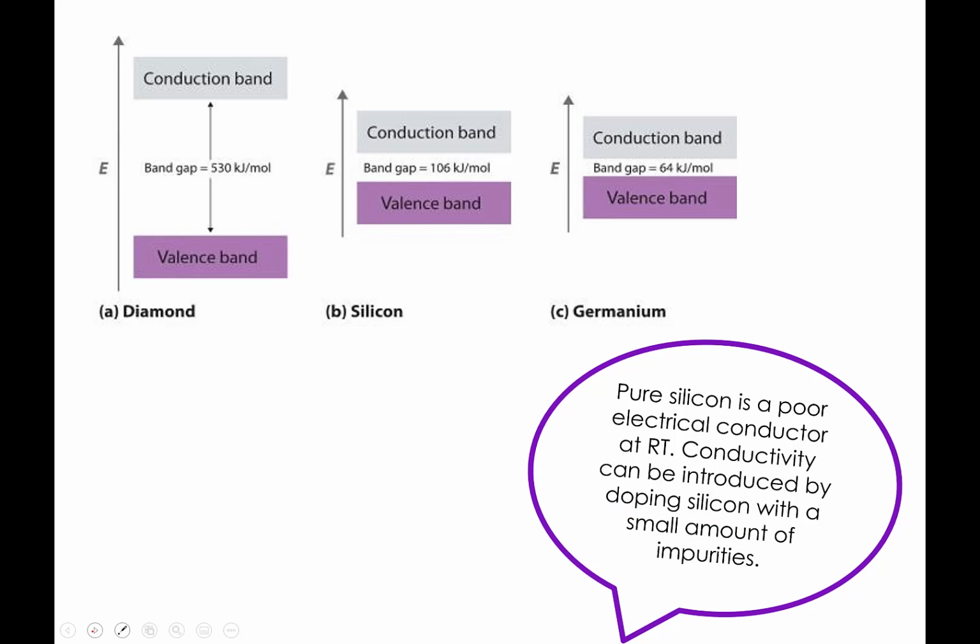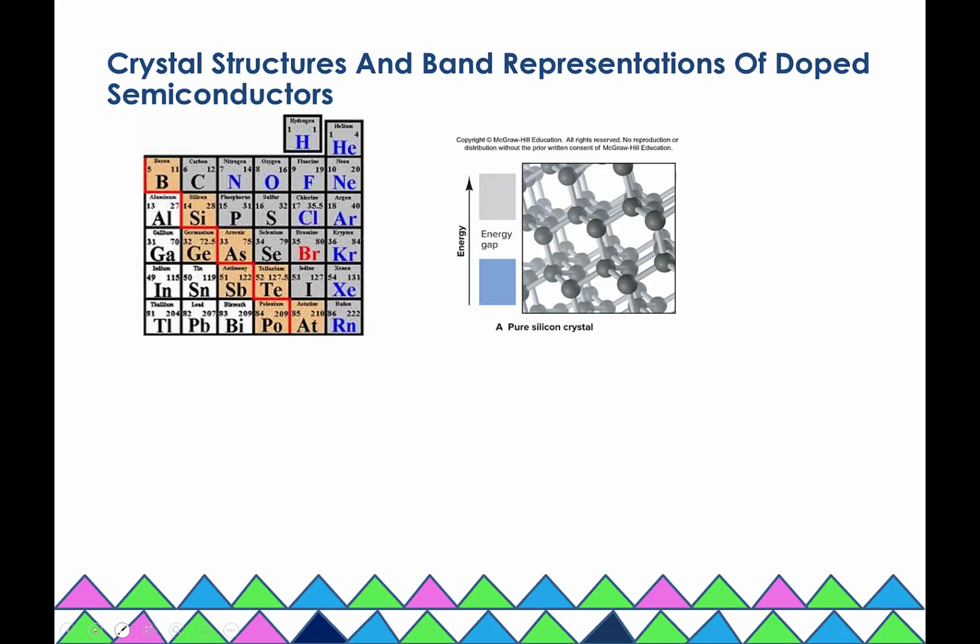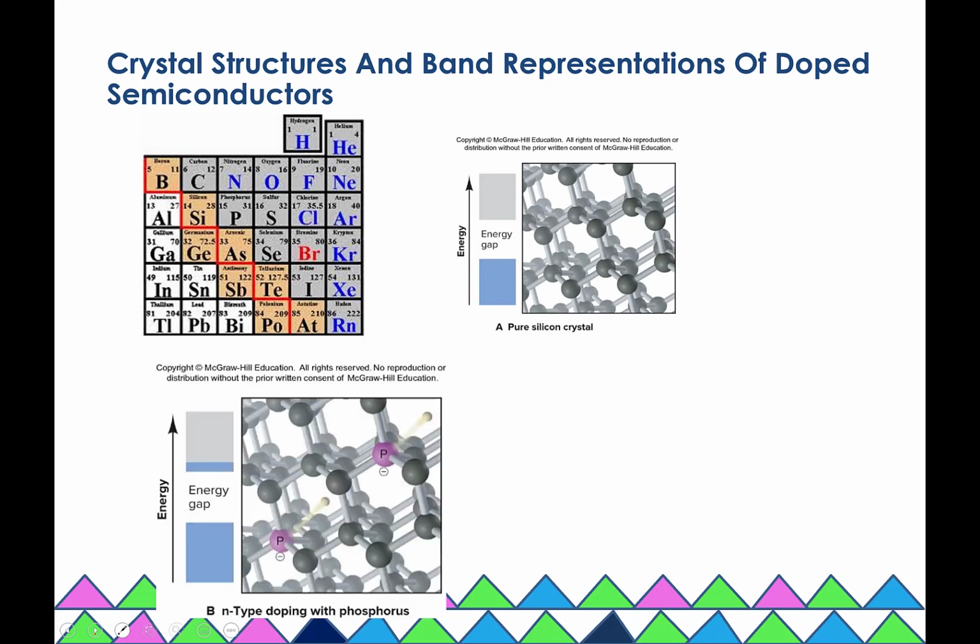So we need to talk about both p-type and n-type doping. With a pure silicon crystal, like we mentioned, there's an intermediate energy gap, and it's not that great of a conductor. Okay, so we first need to introduce n-type doping. And this N simply stands for negative. So with n-type doping, you're introducing an impurity that has one extra electron compared to the silicon.